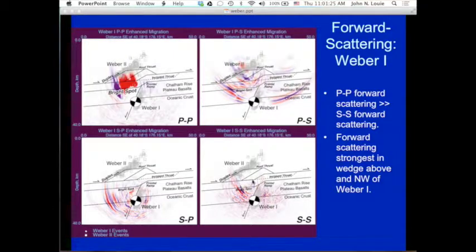The S to S may be indicating something about the bright spot as well, but it's not nearly as strong as the P to P forward scattering. Interesting here though, the P to S forward scattering is making a conversion, not a real strong one, but some conversion, that locates right to the bright spot.